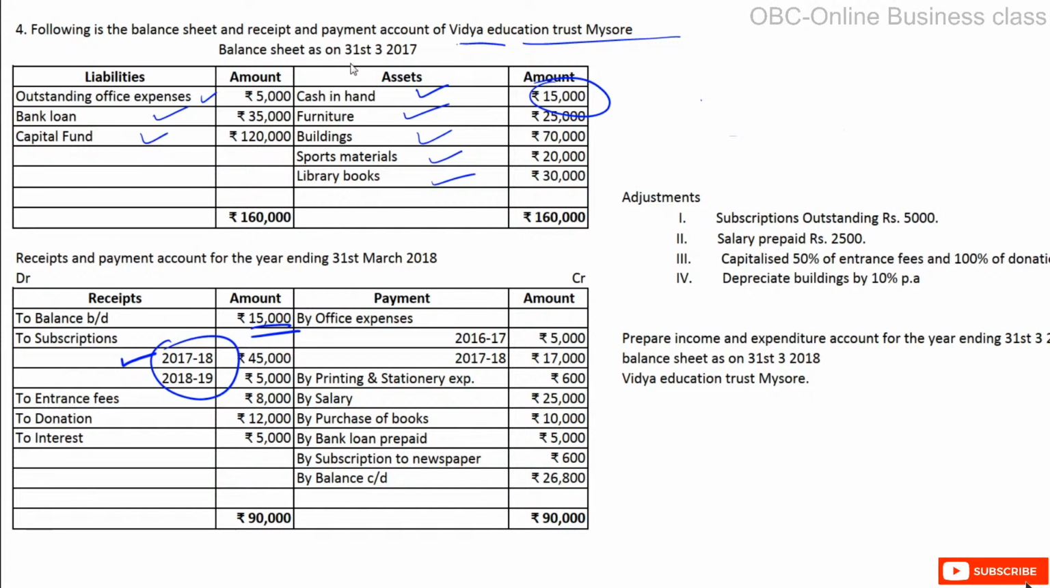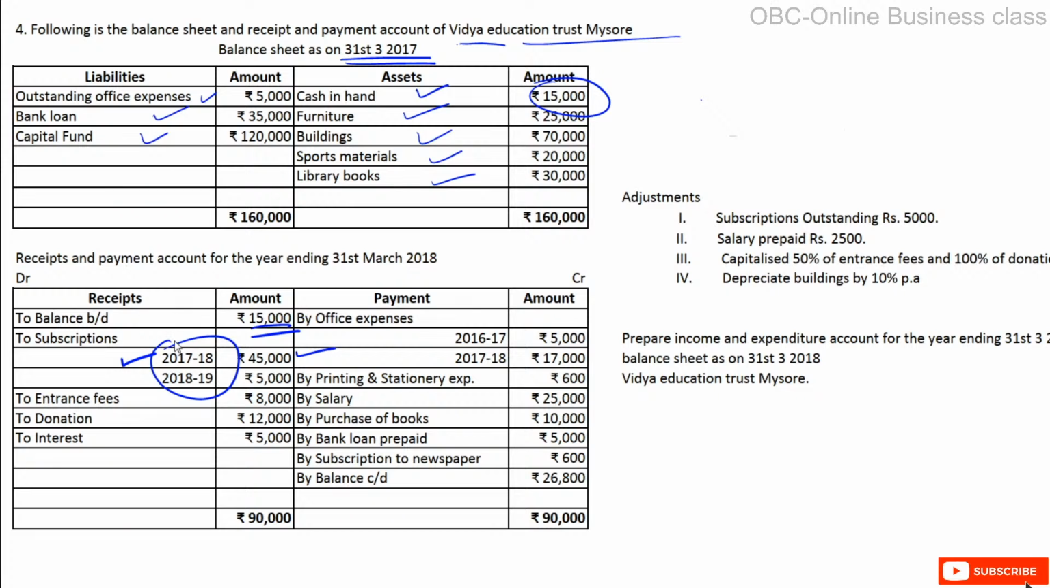You can also find out by looking at the last year's balance sheet. 31st March 2017 is the last year's balance sheet. That means 2017-18 is the current year and 18-19 is the next year. So you're only going to enter 45,000 in the income and expenditure account. You're not going to enter this 5,000 in the income and expenditure account. You will be entering this 5,000 for 18-19 as advance subscription; even if it's not called advance subscription and is given in this manner, it doesn't make a difference.